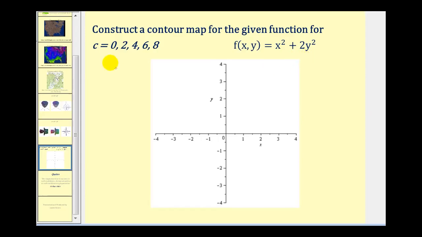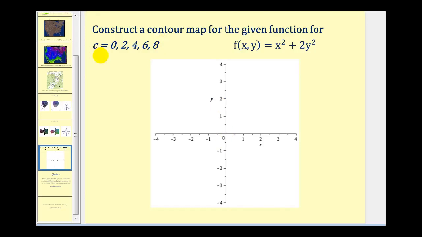And we're given that we want c equal to 0, 2, 4, 6, and 8. And it's usually important to pick values of c where the difference is consistent. Notice here we're increasing c by 2 each time. So we're going to have to create 1, 2, 3, 4, 5 different level curves to create this contour map.